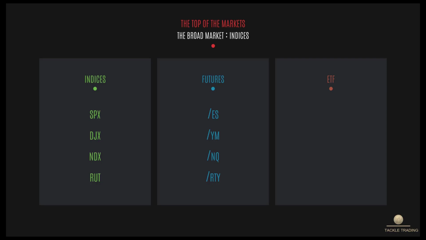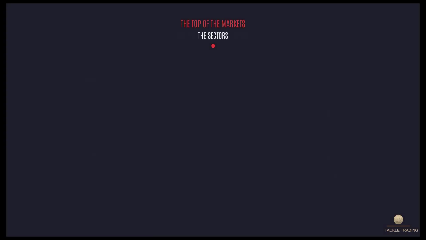The first one that tracks the S&P 500 is what is known as the Spiders, SPY. The second one is called the Diamonds, DIA. The third one is referred to as the Qs, QQQ, and then the fourth one is the Russell 2000, which is IWM. Now, the next thing we want to talk about is that of the sectors.